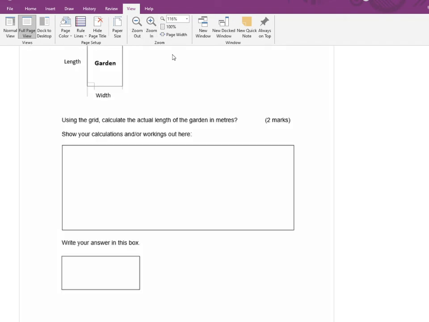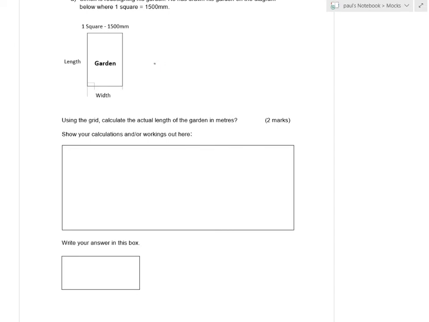Oh, right. So 1 square is 15. So we've got to work out how many squares it is, yeah. So 1.5. Calculate the length. A valid method to calculate the length is 7.5 times 1500. Mark the correct length. The actual length of the garden in meters. So we've got to find that.